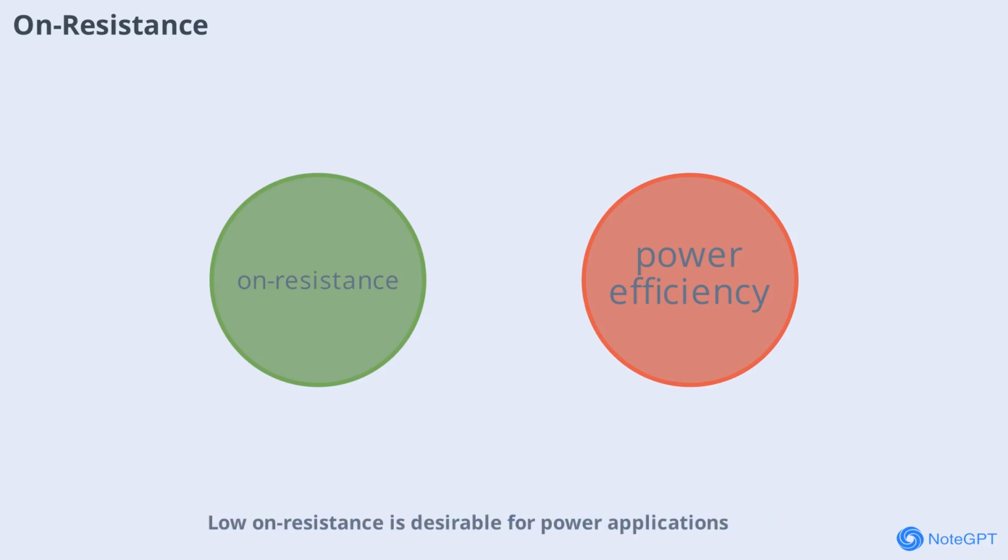Low on resistance is desirable for power applications as it reduces energy loss and heat generation. This characteristic is a key parameter in choosing MOSFETs for efficient power management, especially in battery-powered devices and power supplies.